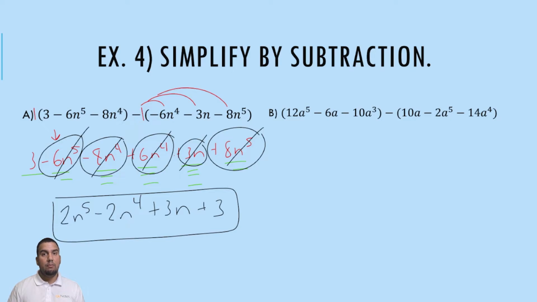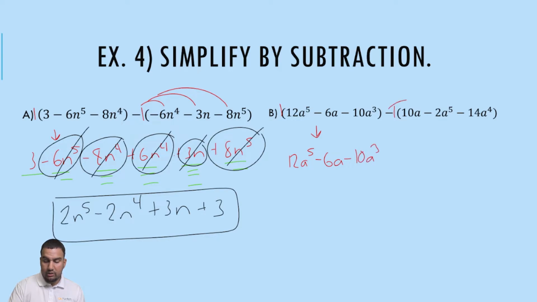Okay, so for example B, I'm going to ask myself, what do I see? I see a minus sign, so I remember I have to look at the signs in front of the numbers. I see a 1 and a minus 1. For the 1, I don't have to distribute anything, so I'm just going to drop it down. It's 12a^5 minus 6a minus 10a^3.